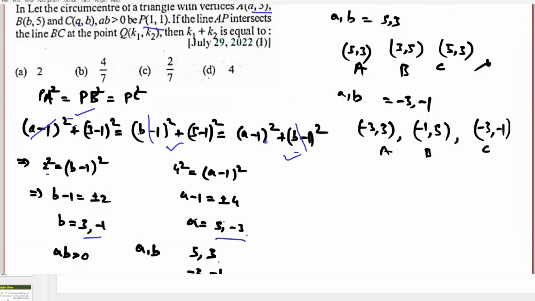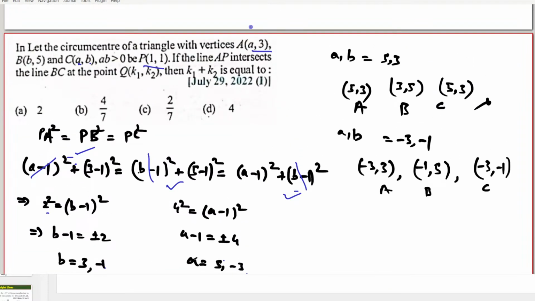If it is phi by 3, then point A becomes phi by 3, B will become 3 phi, and C will again become A comma B, which is phi by 3. So A and C are the same. So this condition is not matching because two of the points are the same. Now we are left with only one option, that is minus 3, minus 1.